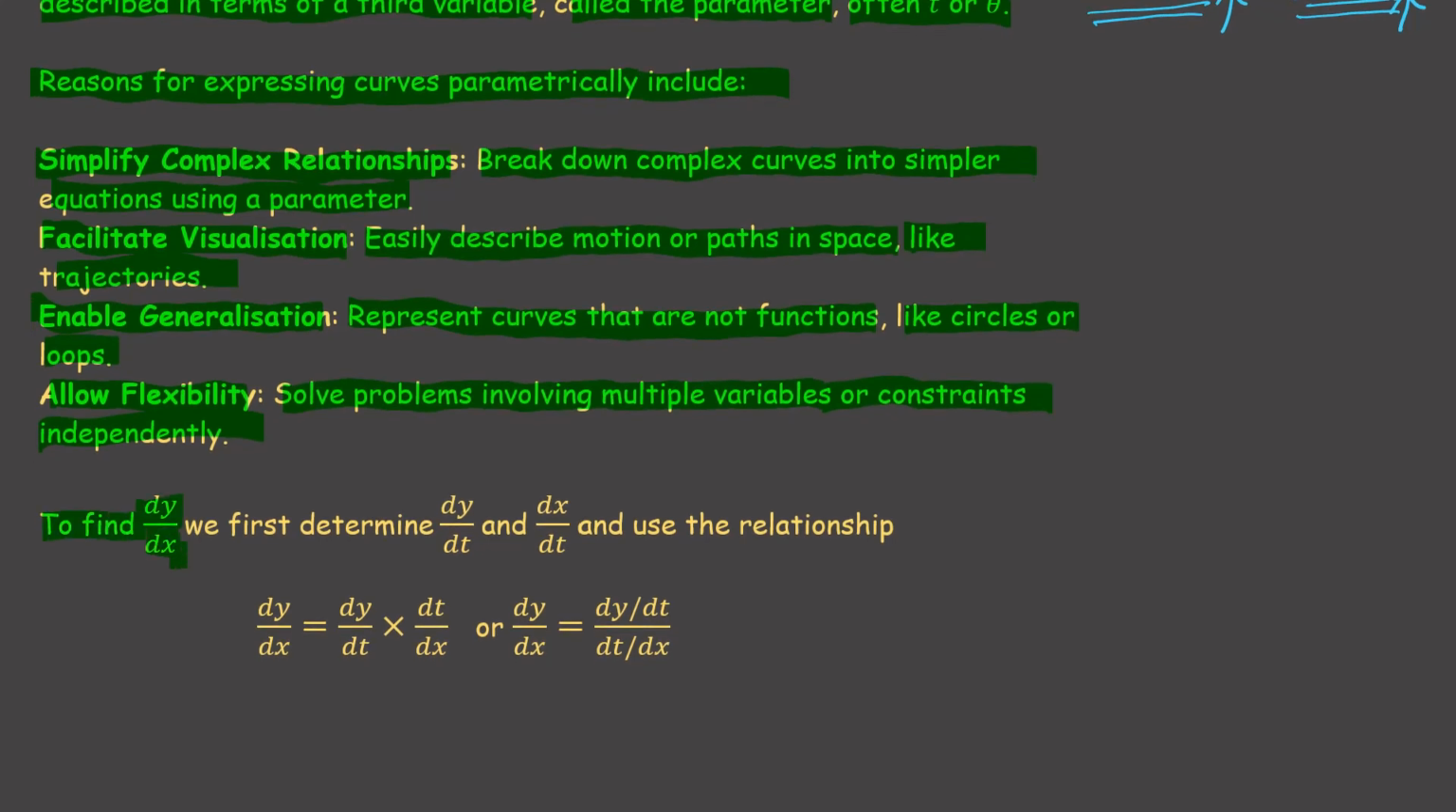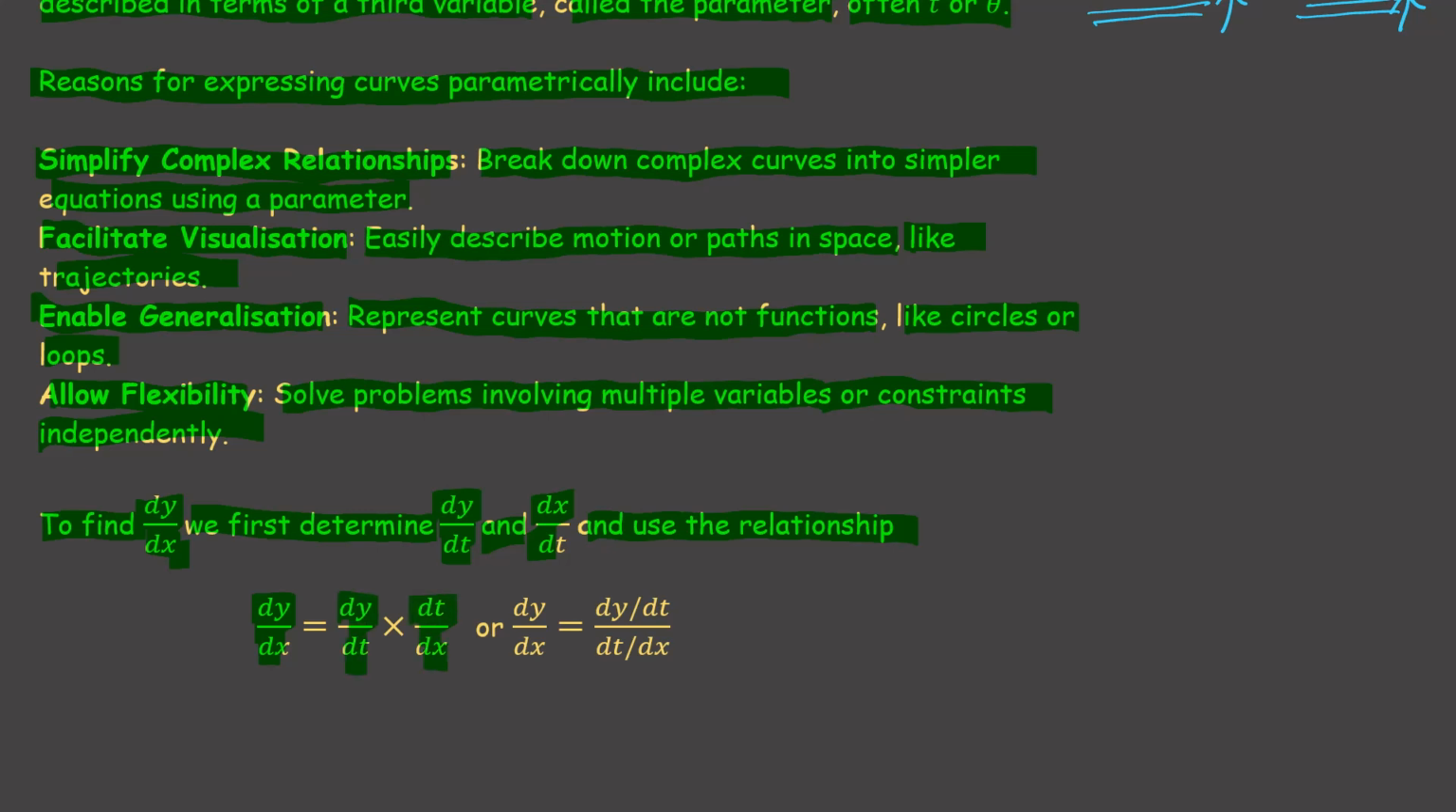To find dy/dx, we first determine dy/dt, I'm assuming t is the parameter here, and dx/dt, and use the relationship, which once again is just the chain rule. dy/dx is dy/dt times dt/dx.